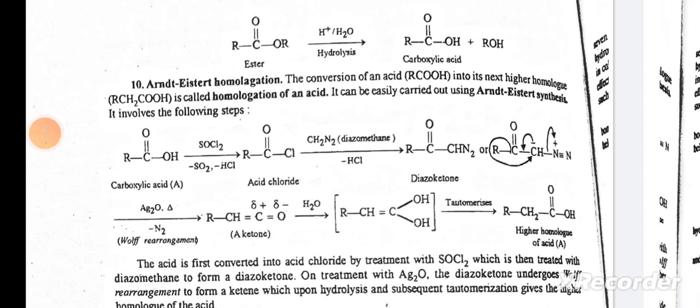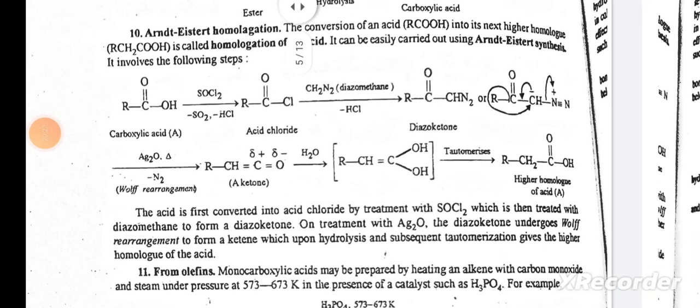Arndt-Eistert homologation. The conversion of an acid into its next higher homologue is called homologation of an acid. It can be easily carried out using the Arndt-Eistert synthesis. It involves the following steps: carboxylic acid, acid chloride, diazoketone. In the presence of Wolff rearrangement, a ketene, then the higher homologue of acid A.